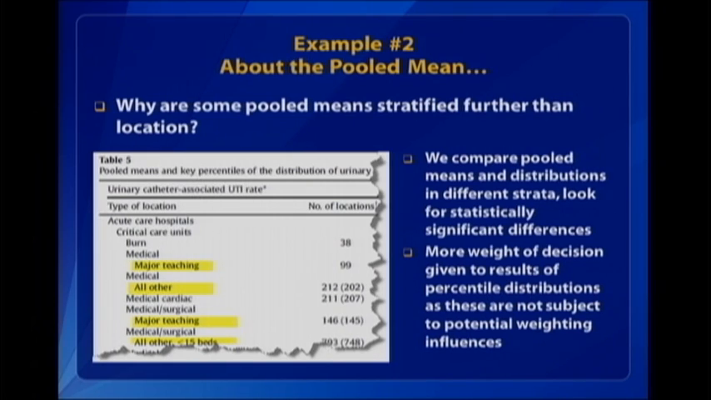In some of these locations, their pooled mean may actually be the same. But when you look at the percentile distributions, the 10th percentile, the 90th percentile between those two are vastly different. And so we're like, there's something going on here that is making the experience in these types of hospitals different for the same type of ICU. So we give more weight to those comparisons.